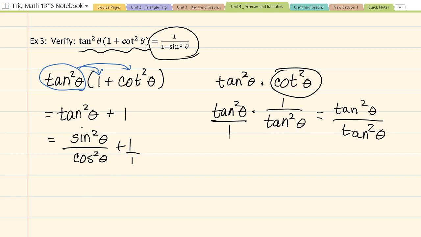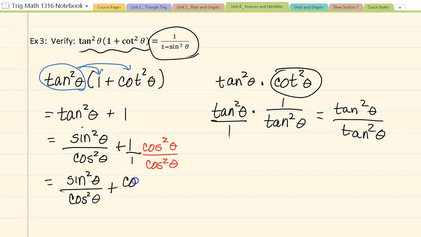So I'm going to multiply the 1 times cosine squared of theta over cosine squared of theta. Remember, we're multiplying by our magical 1 here. So when I do that, the first fraction stays the same as sine squared of theta over cosine squared of theta plus cosine squared of theta over cosine squared of theta. Since I have the same denominator, I can write it as sine squared plus cosine squared.